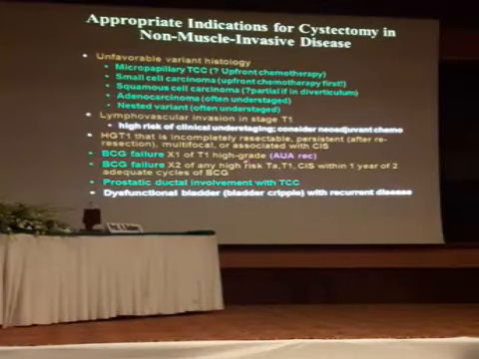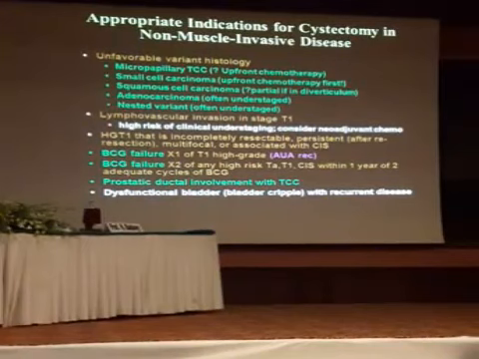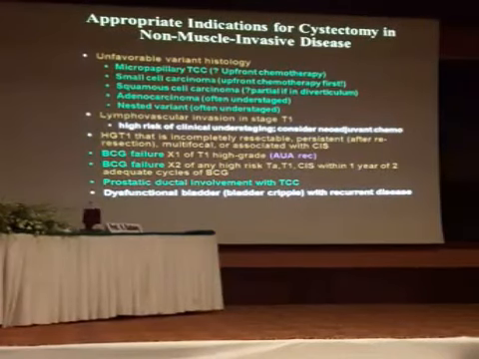BCG failure times 1 of T1 high-grade, cystectomy. BCG failure times 2 of any high risk within 1 year of 2 cycles, cystectomy. Prostatic ductal involvement, cystectomy. And also, folks with dysfunctional bladders who are essentially bladder cripples, you may want to consider cystectomy a little earlier on in this patient population.